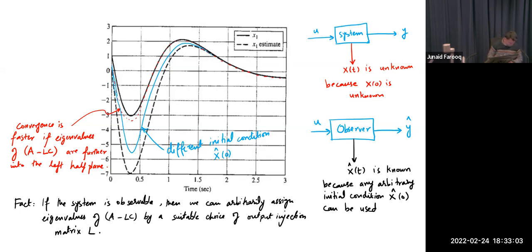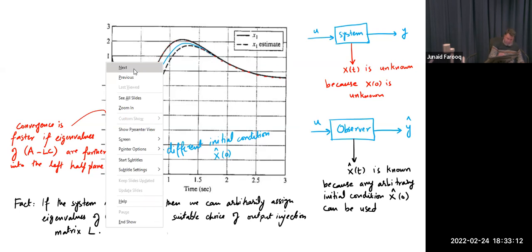So now let's go and see an extension of this system, which is called a forced system. So now we have an input U on top of the system. Right. So let's see how the observer looks in a forced system.